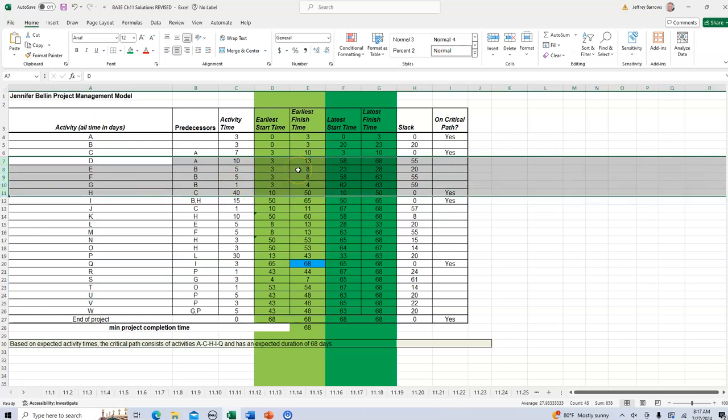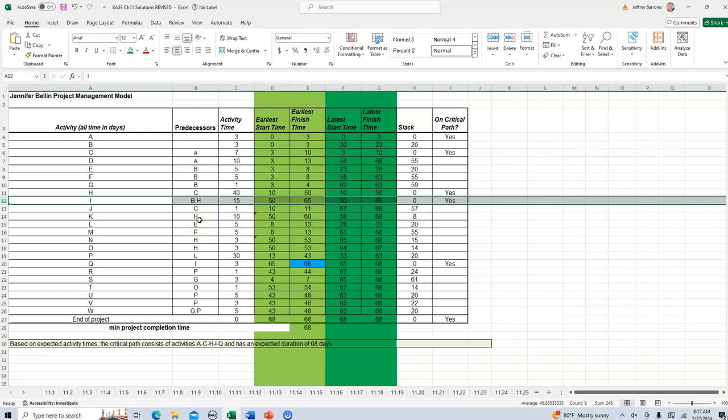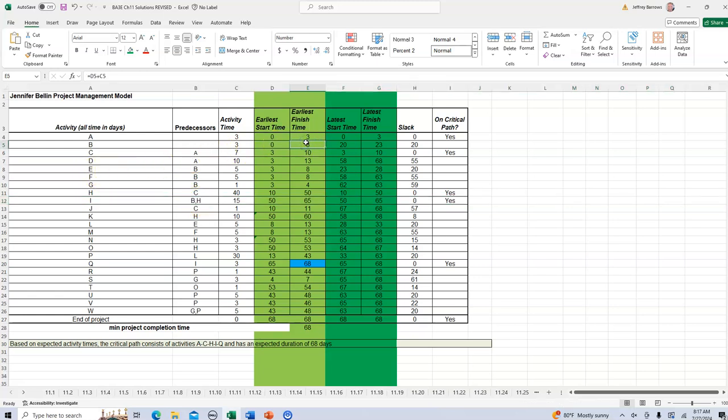So this situation where you only have a single predecessor is very simple. You can look at the math. The challenge on the forward pass comes in when you have an activity that has multiple predecessors. So this is saying that activity I cannot start until both activity B and activity H are finished. So we need to look at when activity B finishes. Activity B finishes on day 3. Activity H finishes on day 50. Because both B and H have to be complete before I can start, I cannot start until day 50. And with a 15-day duration, it will end on day 65.